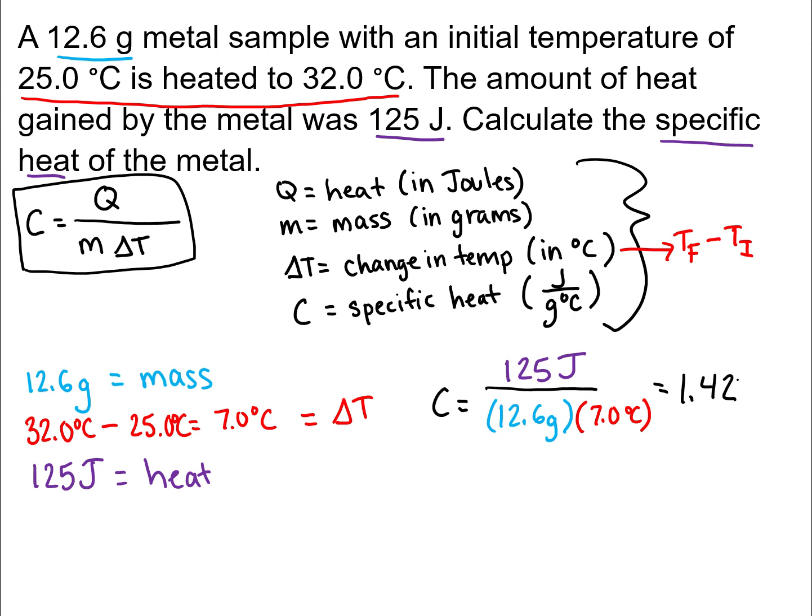But don't forget your units. None of these units cancel out. So it's joules per gram degree Celsius.